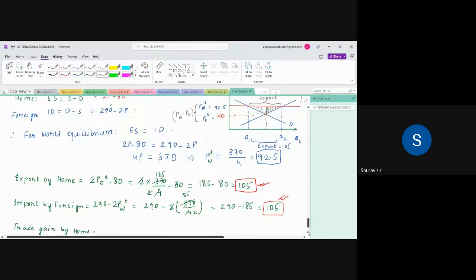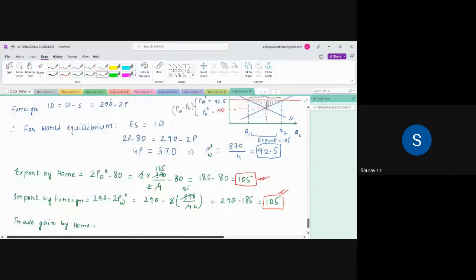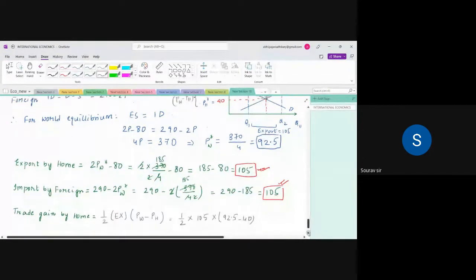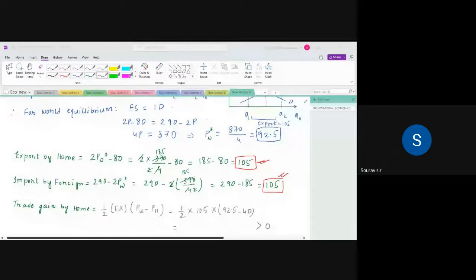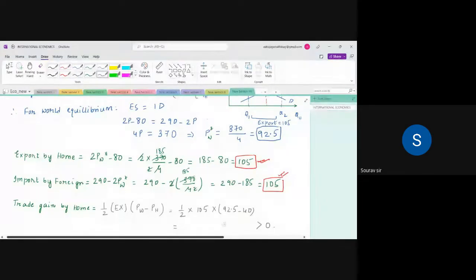So what will be the trade gain? It will be the area of this triangle, which is half into base, the amount of export, into the height, which is PW minus PH. We'll not compute this, but you will have calculators in your exam to do this. So the amount of export is 105, the world price is 92.5 minus 40. Whatever this amount comes out to be is your answer. Since it's positive, we can say that trade is gainful. Okay, that's the idea. And if you're trying to look at this from the foreign perspective, what will happen?